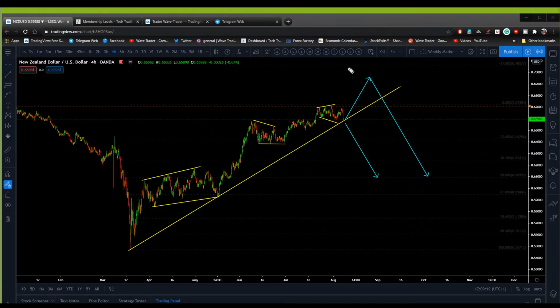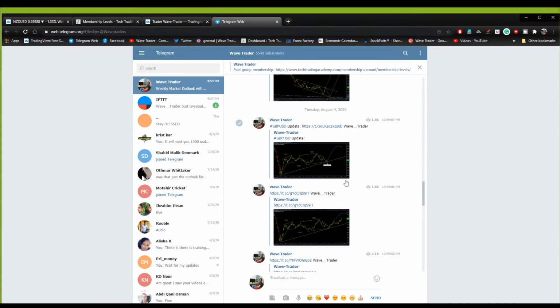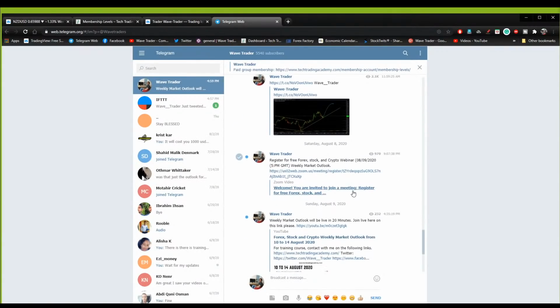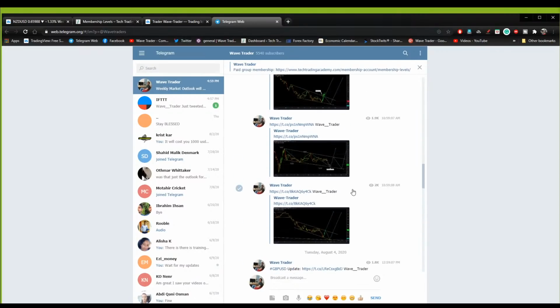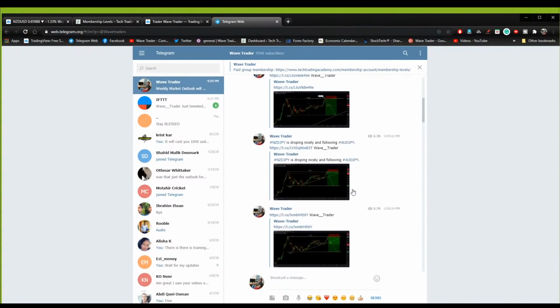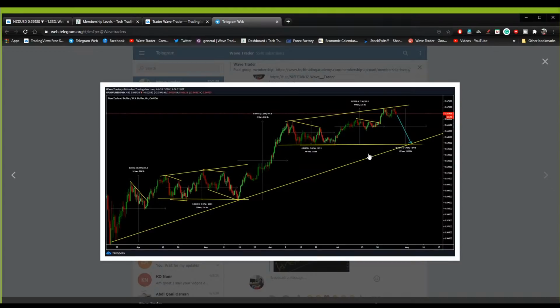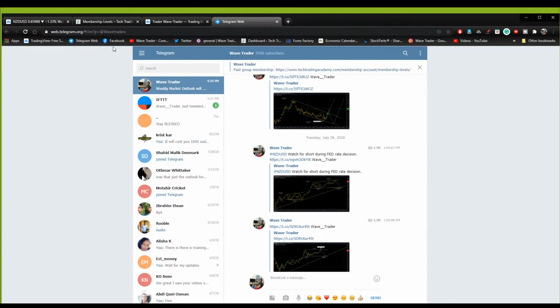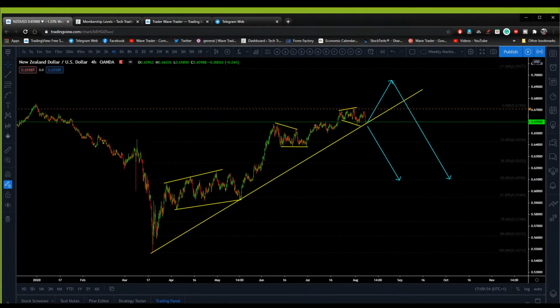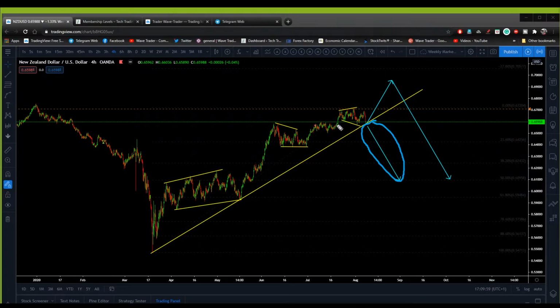For next week we are already short on the kiwi, and the chart is already there. You can get all these charts from my Telegram channel or from Twitter. Let me check if I have it. Yeah, this chart, there you go. This is what we are looking at, the New Zealand dollar to go down. It's a counter-trend trade on the New Zealand dollar, against the trend we are having right now. We are expecting this move to happen this week or maybe next week.